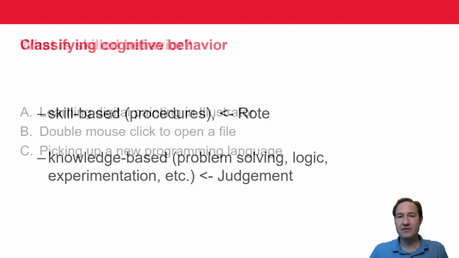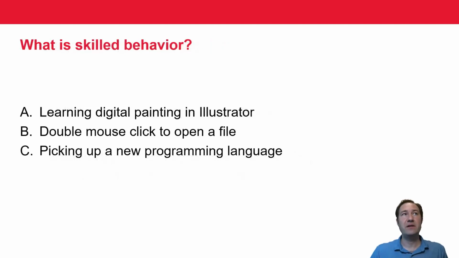Okay, and particularly for skill-based behavior, I want to give you a quick example to illustrate the difference. So of these three activities, which one of them is a skill-based behavior? The double mouse click is something that we probably don't really have to think about. That was just a rote action that we do, that we double click on things, whereas the other things are much more advanced and complex. So skill-based things are typically fairly simple when we look at them.